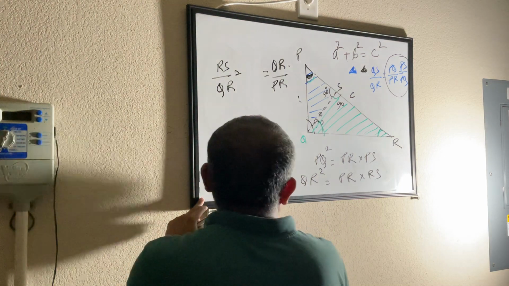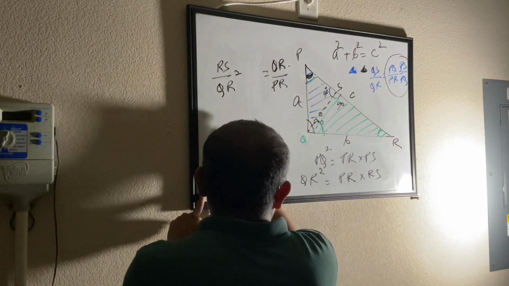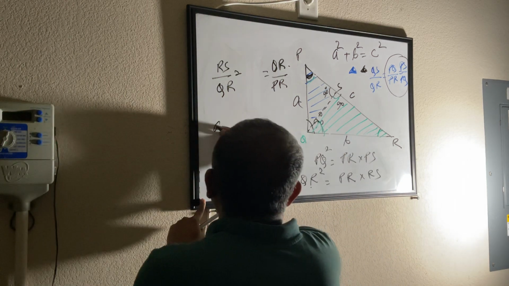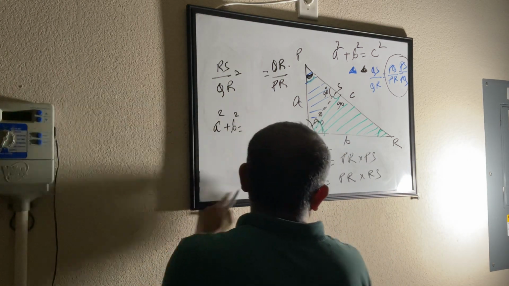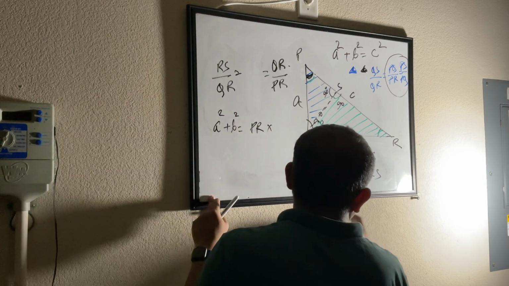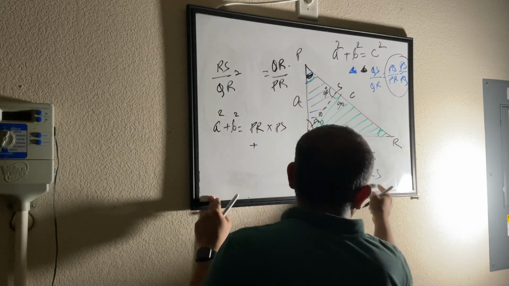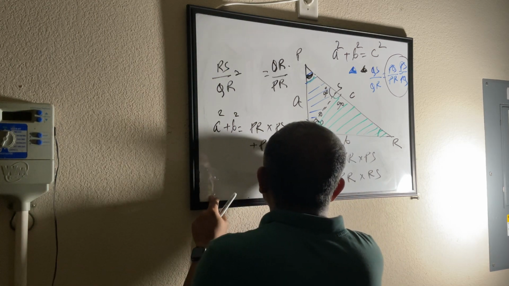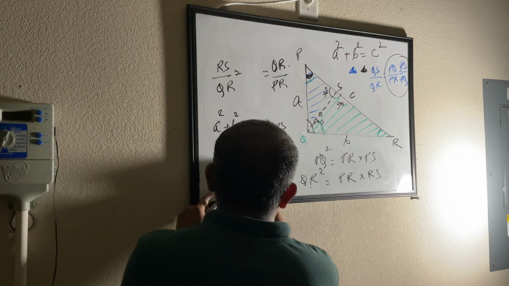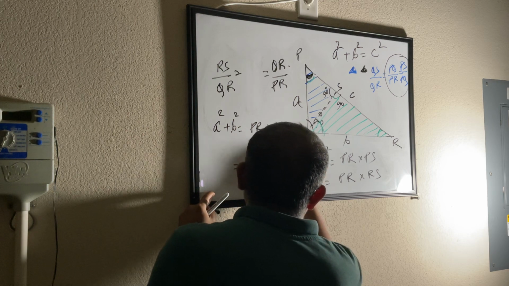So PQ square, and now I am saying this PQ is A and this is B, so that I don't have to write that much. So A square plus B square equal, I am just adding them. It becomes PR into PS plus PR into RS. Now PR is common, so take PR common. PS plus RS or SR.